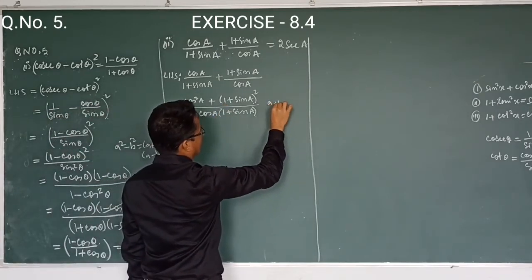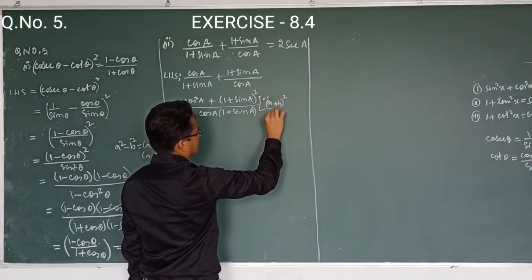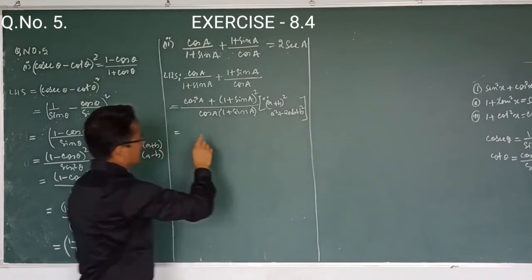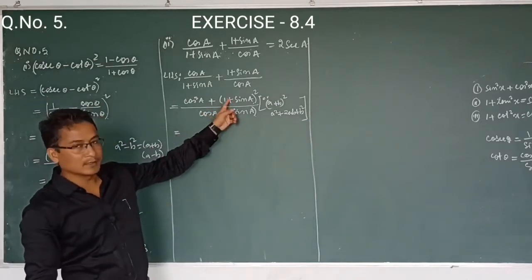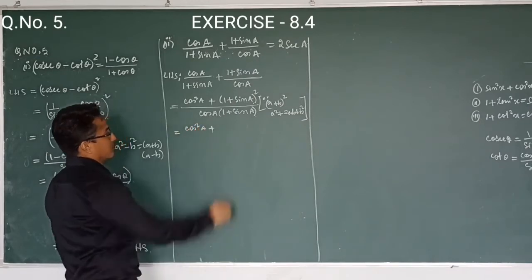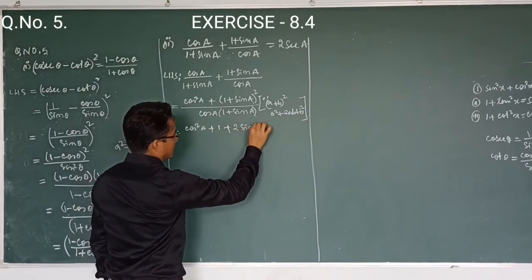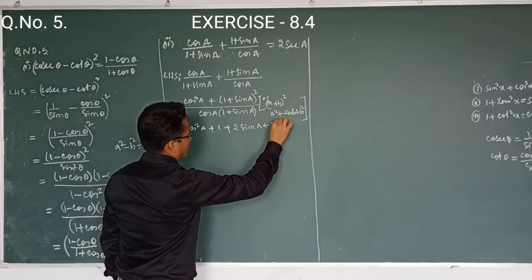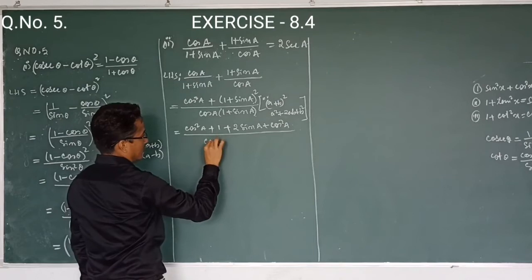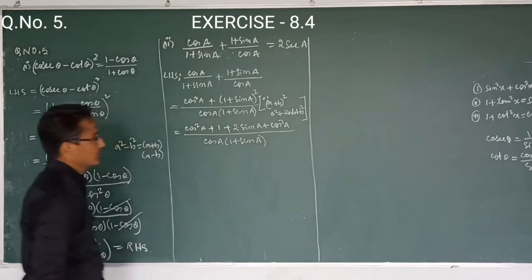(A plus B) whole square means, since this is A square plus 2AB plus B square, we use A plus B whole square here. So this is cos square A plus 1 square is 1 only, plus 2 sin A plus cos square A, divided by cos A into (1 plus sin A).